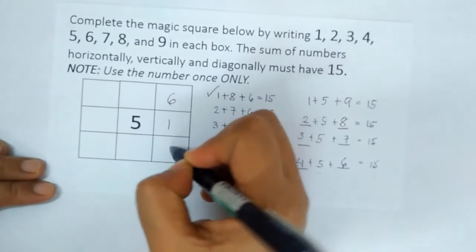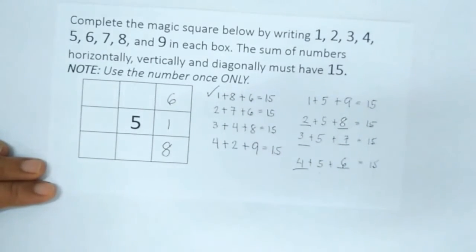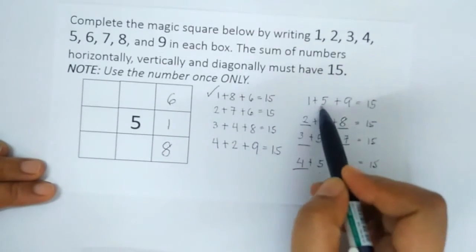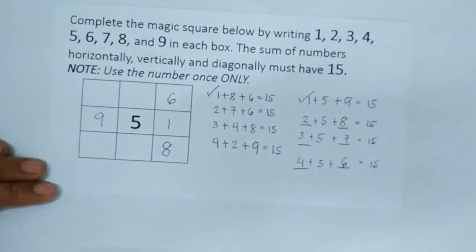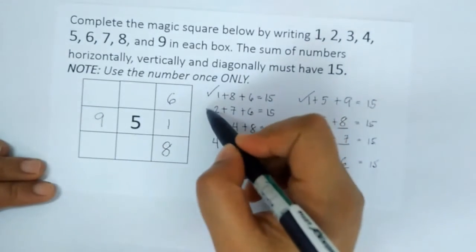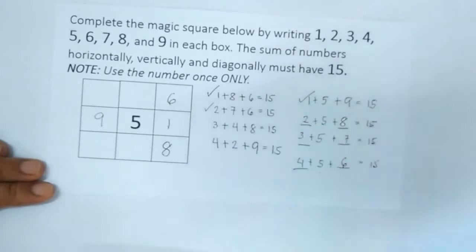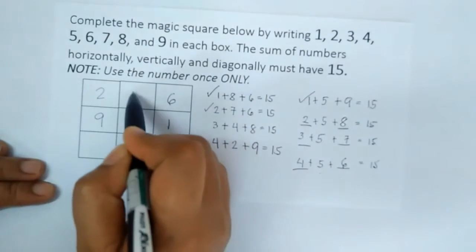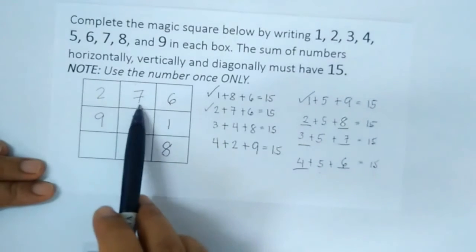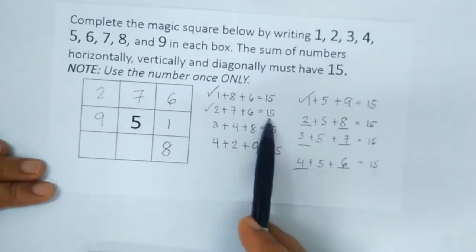6, 1, 8. Let's look here. 1, 5, 9. So it means we're going to write 9 here. Let's try to write this. 2, 7, and 6. There's 6 here. So it means we write 2, 7 here. 2 plus 7 plus 6 is equal to 15.